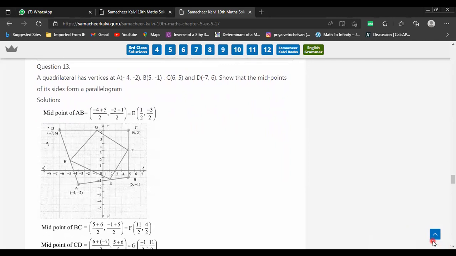You have a quadrilateral with vertices again, A, B, C, D. And they're asking whether the midpoints of its sides form a parallelogram or not. So first you need to mark A, B, C, D. After marking them, you are just taking the midpoint of each line and connect them. And just check whether this G, F, E, H is a parallelogram or not.